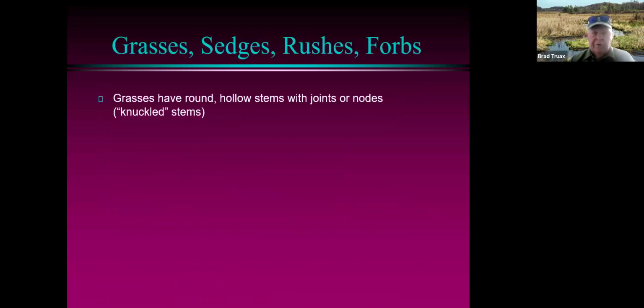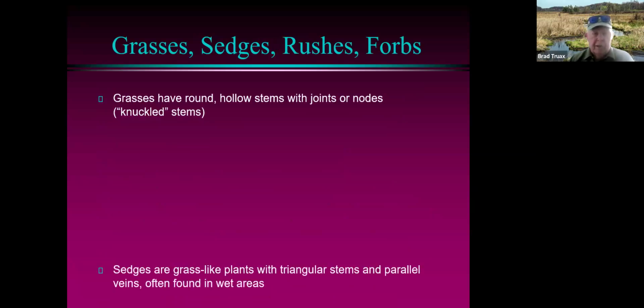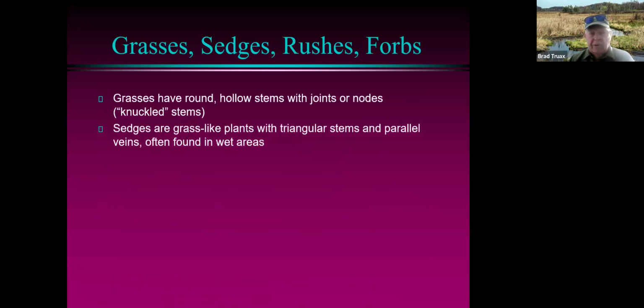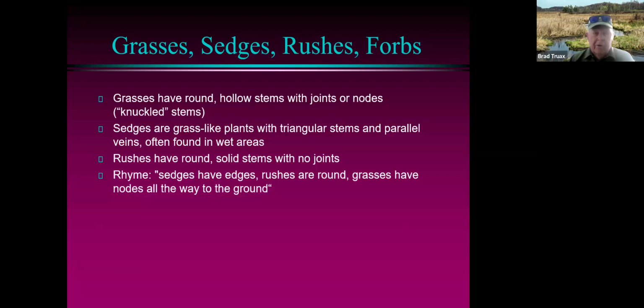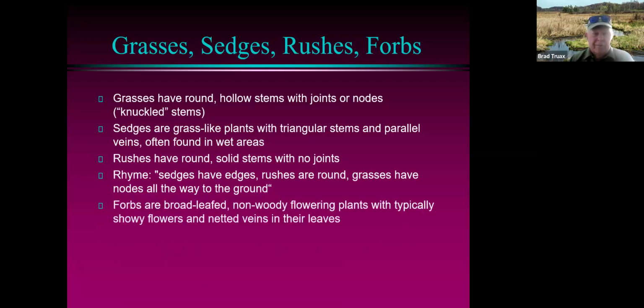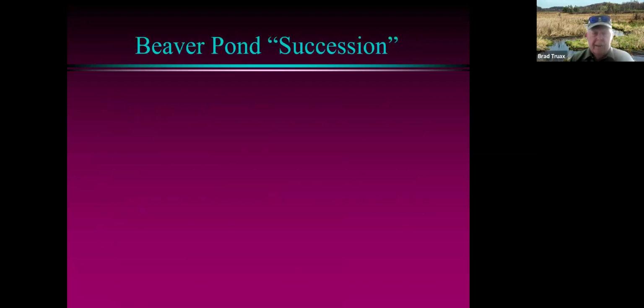So just in terms of definitions, I've used a lot of terms you may not be familiar with. Grasses have round, hollow stems with joints or nodes, what we call knuckled stems. Sedges are grass-like plants that have triangular stems and parallel veins, and they're often found in wet areas. Rushes, on the other hand, have round, solid stems with no joints. And there's a rhyme: sedges have edges, rushes are round, grasses have nodes all the way to ground. That's the way to remember these things. And forbs are broadleaf, non-woody flowering plants with typically very showy flowers and netted veins in their leaves.